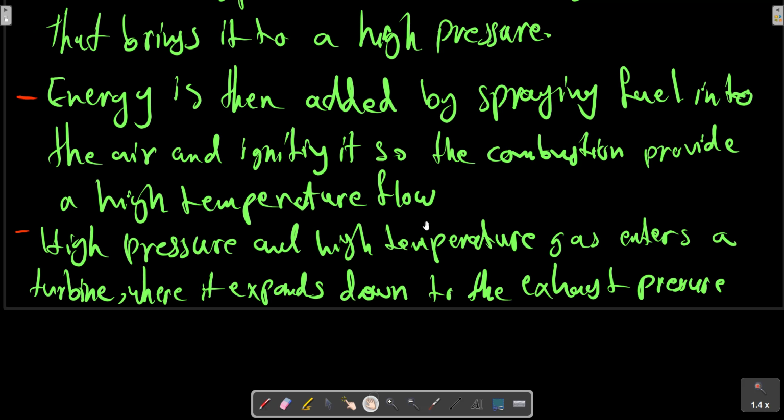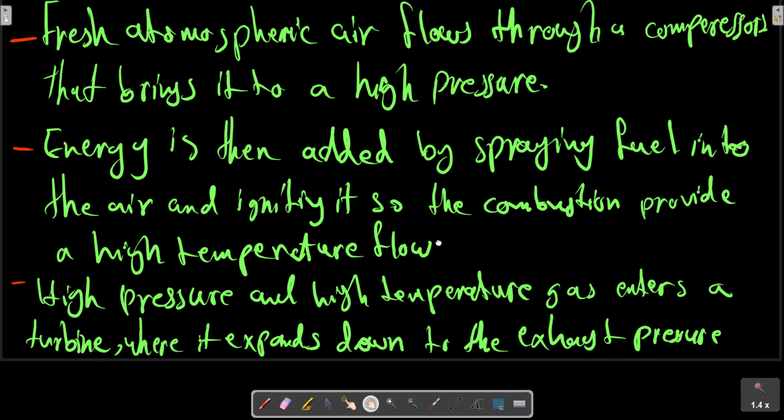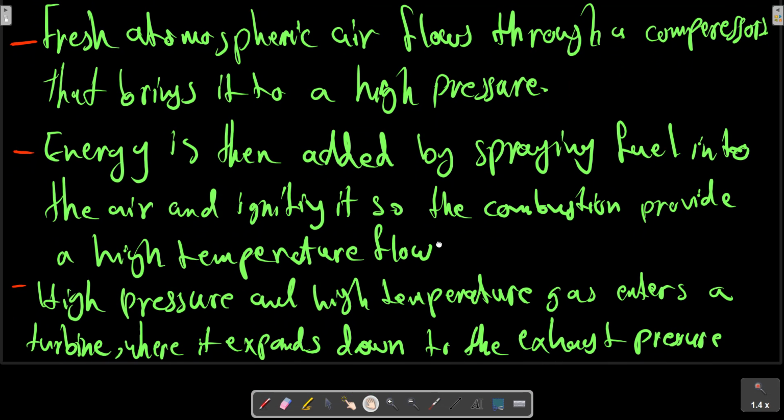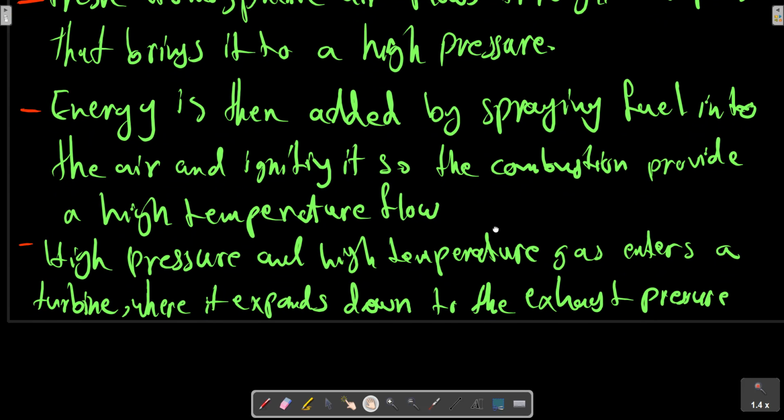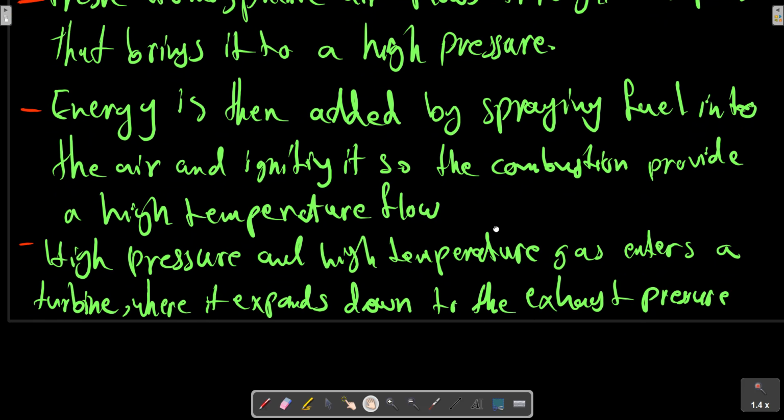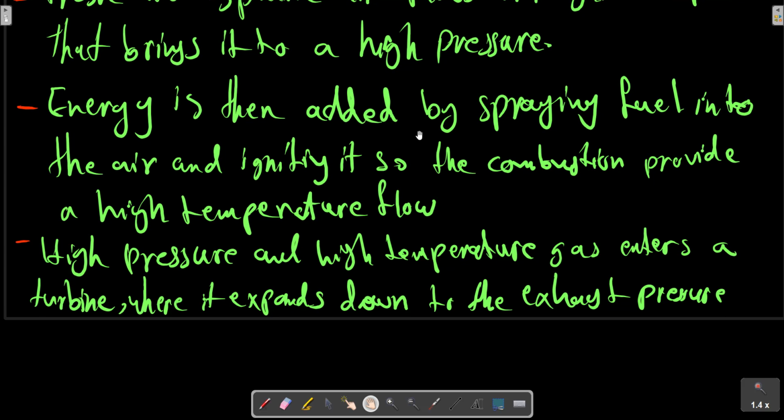So we have three stages in the turbine. Let me review. Fresh atmospheric air flows through a compressor that brings it to a high pressure. Energy is then added by spraying fuel into the air and igniting it, so the combustion provides a high temperature flow. So high pressure and high temperature gas enters a turbine where it expands down to the exhaust pressure.